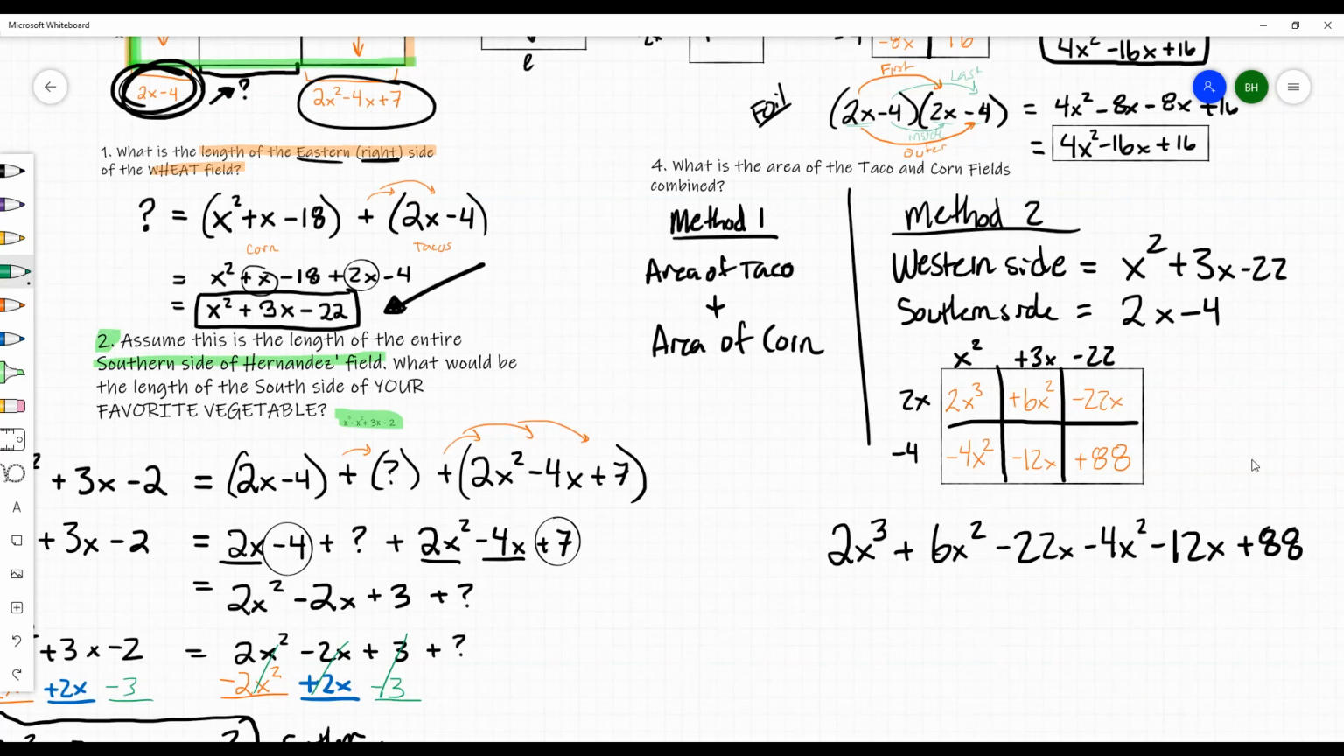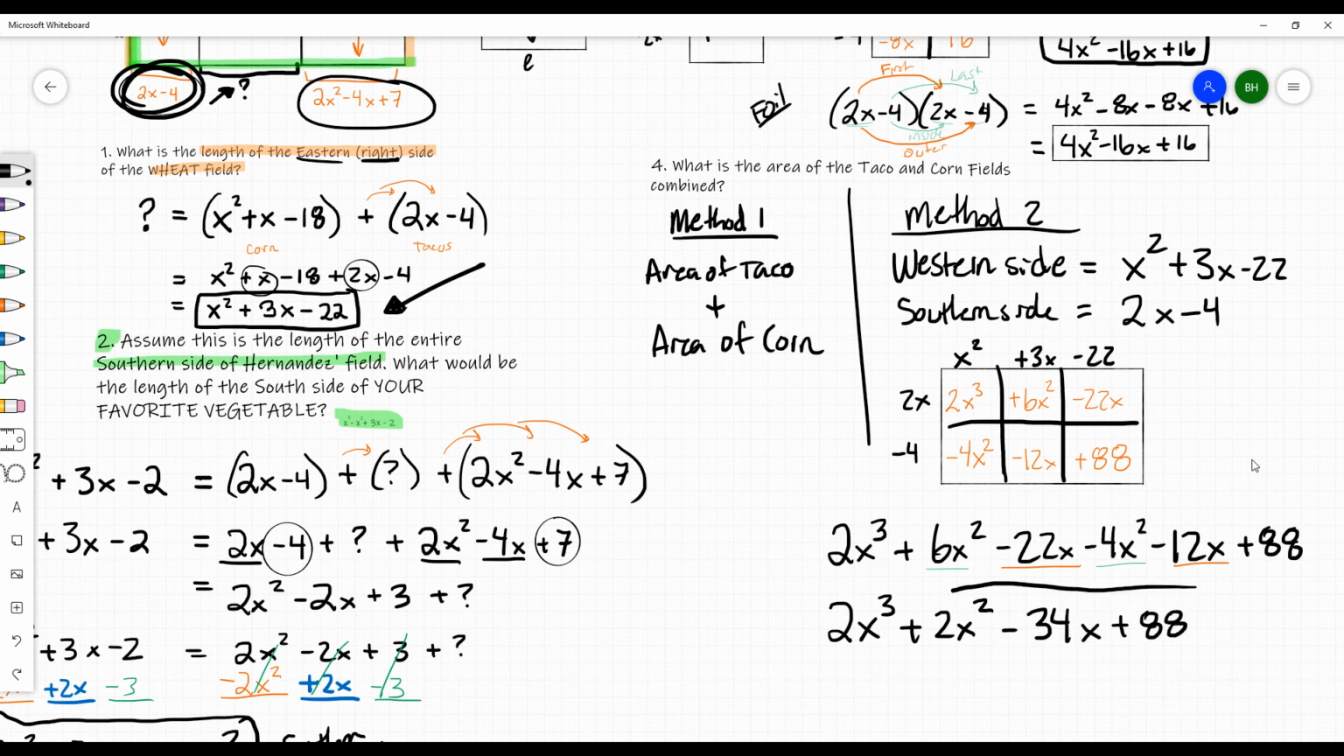And then we can simplify like terms. So we have an x squared here, x squared there. We have an x there and an x there. So let's combine them. We have 2x cubed plus 6x squared minus 4x squared is plus 2x squared minus 34x plus 88. And this is the area of tacos and corn.